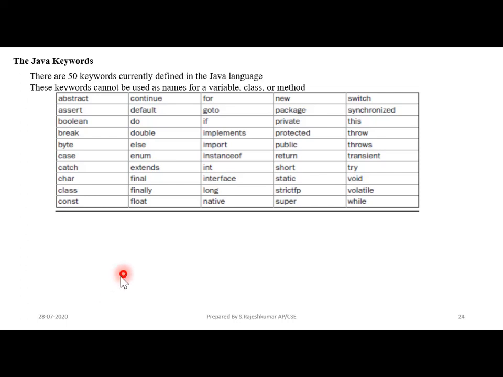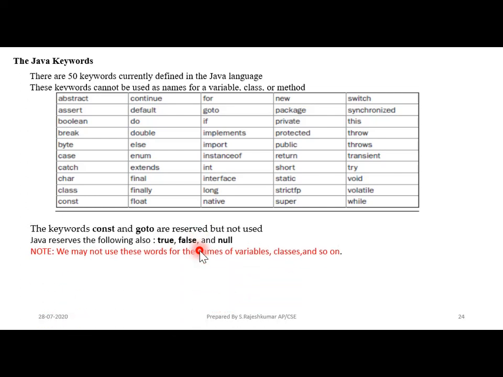All the keywords have some functionalities. Okay, the keywords const and goto are reserved but not used. There are two different keywords, const and goto, that are reserved but they are not used. Java also reserves the following words: true, false, null. We may not use those words for the names of variables, classes, and so on.